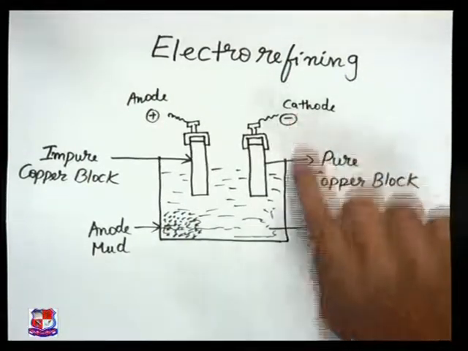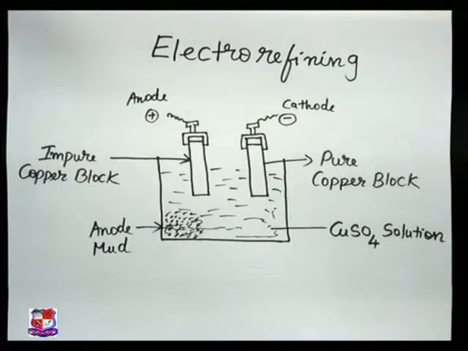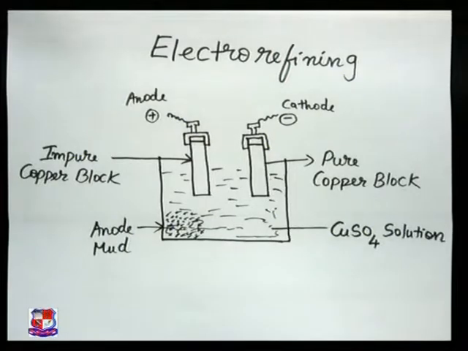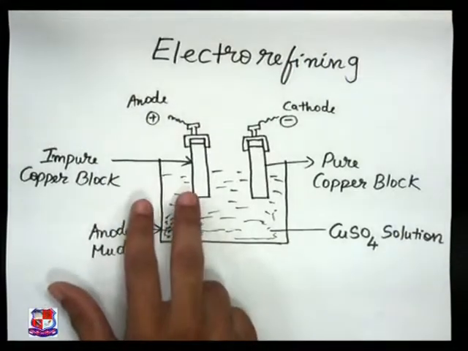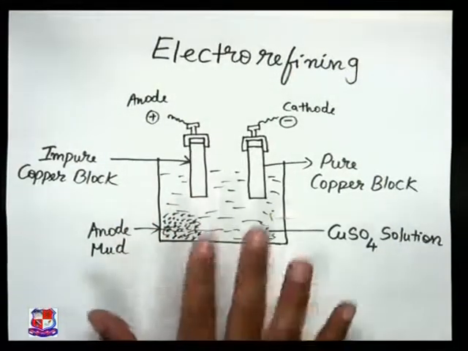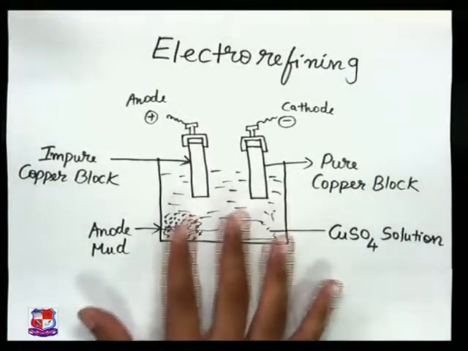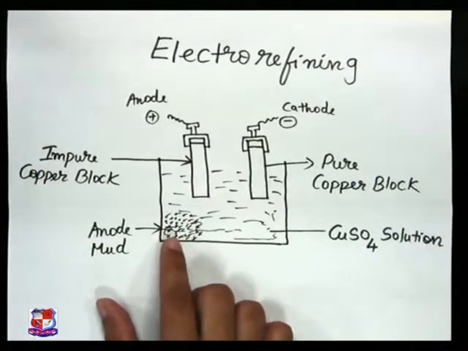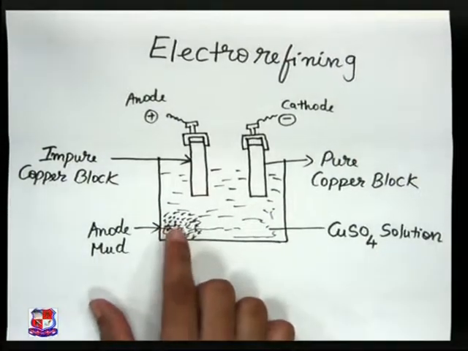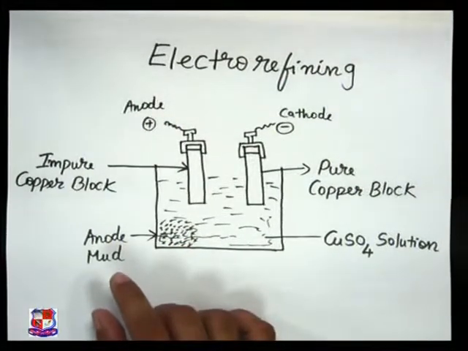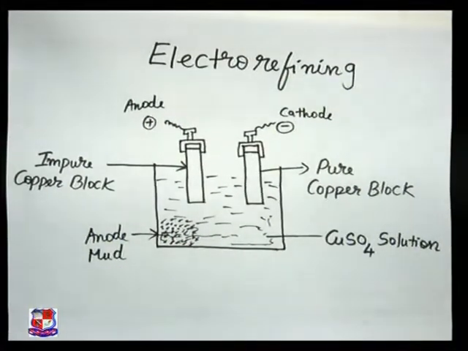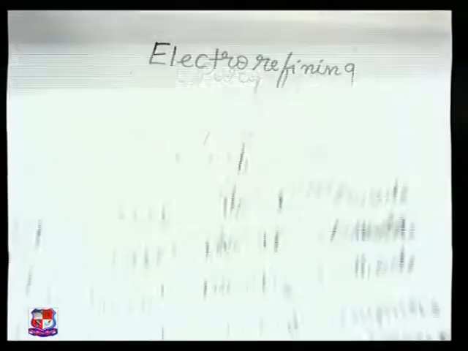Now what happens? The basic fundamental from this diagram: our electrolyte here is copper sulfate. Our block of the copper, that is the impure block, is acting as an anode. Our pure block is acting as a cathode. Here is the anode mud, that is getting deposited. I will discuss what is this anode mud later on, but this diagram has to be drawn. Let us try to put the diagram into some words now.